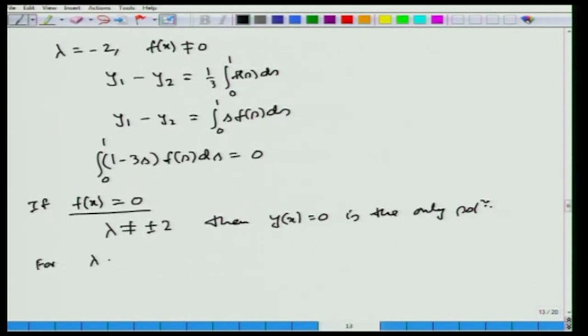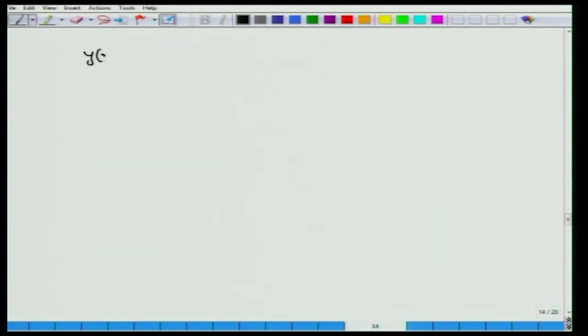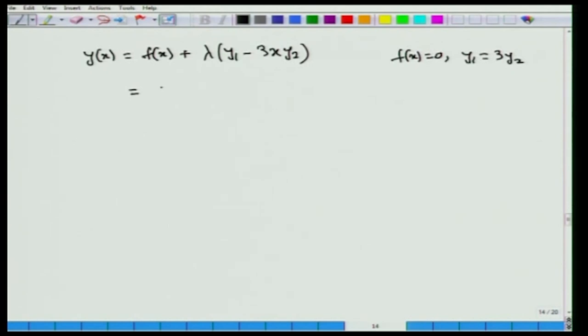Now, for lambda equal to 2 and f(x) equal to 0, both equations can be reduced to y1 minus 3 y2 equal to 0. And then from the expression, that is y(x) is equal to f(x) plus lambda times (y1 minus 3x y2), with the substitution f(x) equal to 0 and y1 equal to 3 y2, we can find this is equal to 2 times (3 y2 minus 3x y2). So, this is equal to 6 y2 times (1 minus x).